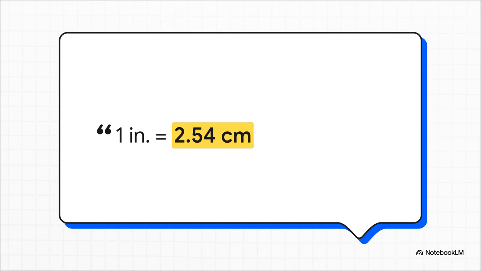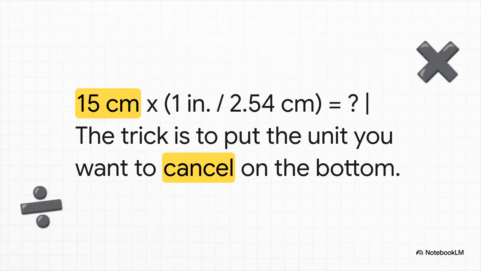It's that fixed relationship between the two units. We know for a fact that 1 inch is always equal to 2.54 centimeters. This little equation is our bridge that lets us cross from the world of centimeters to the world of inches. Now, this right here is the most important part.